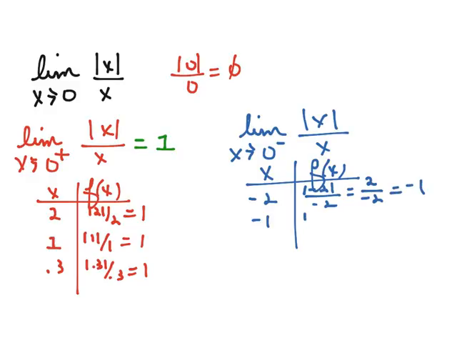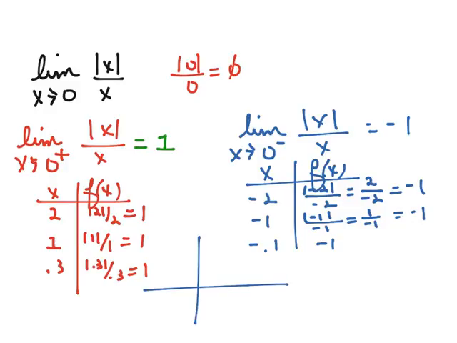If I plug in negative 1, I'll have the absolute value of negative 1 divided by negative 1, which is 1 over negative 1, which is negative 1. If I chose negative 0.1, again, I would end up with negative 1. So as x gets closer and closer to 0 from the left, it appears that the value is equal to negative 1.